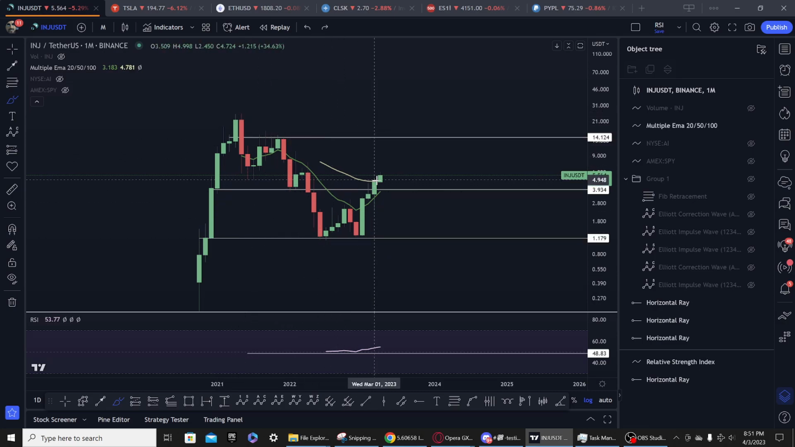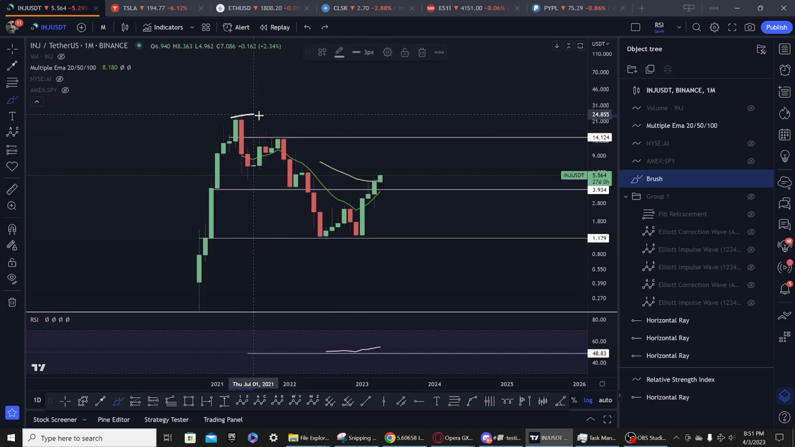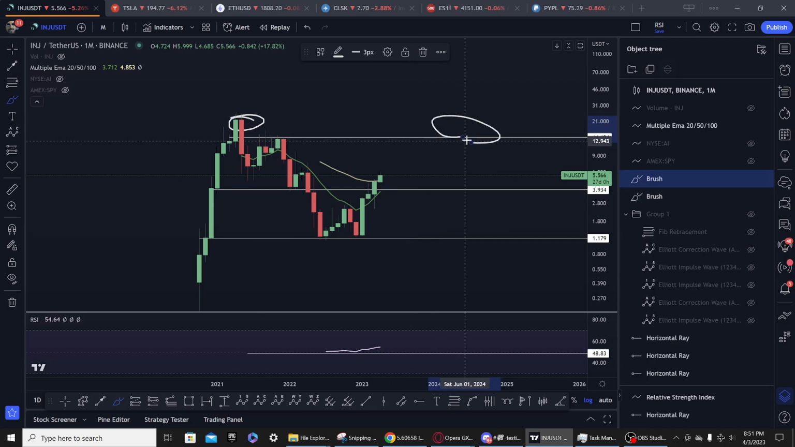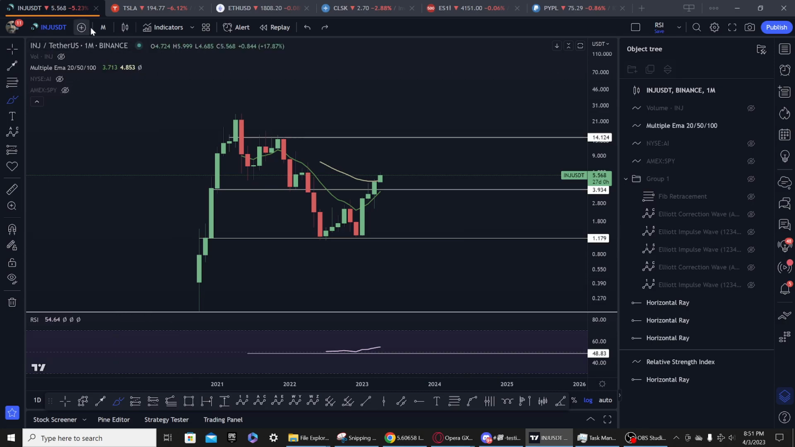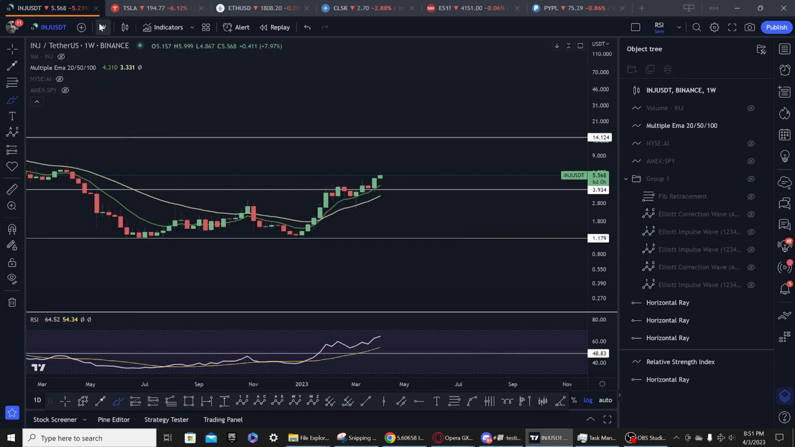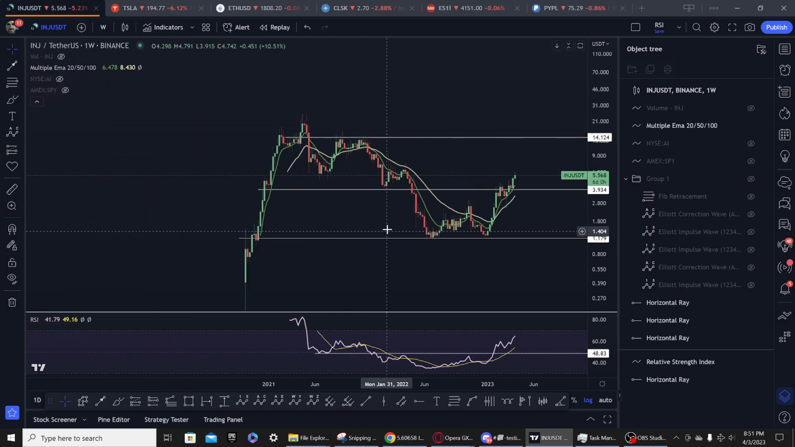So we've met equilibrium, but it looks like we want to target the top of this range. Let me turn my phone down. All right, so that's the monthly. Let's look at the weekly. No change needs to be made here.